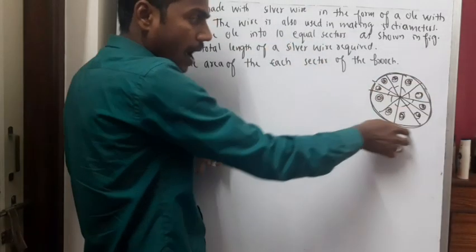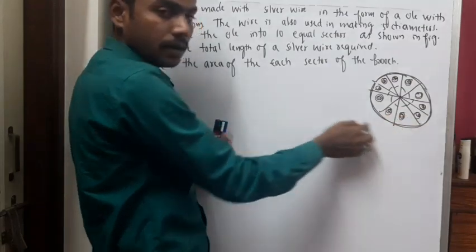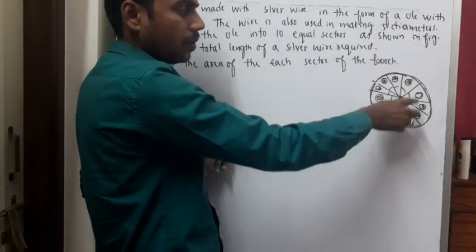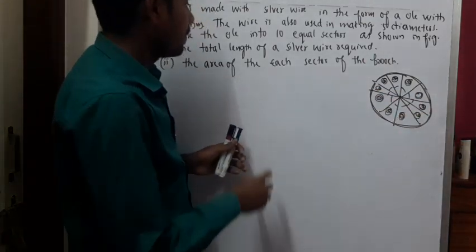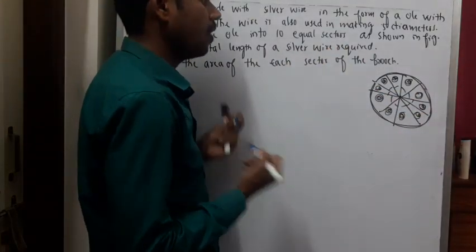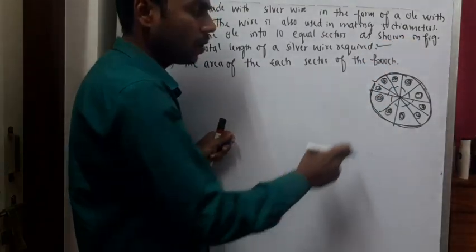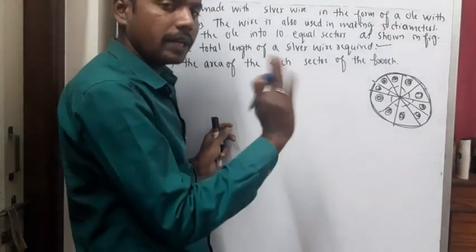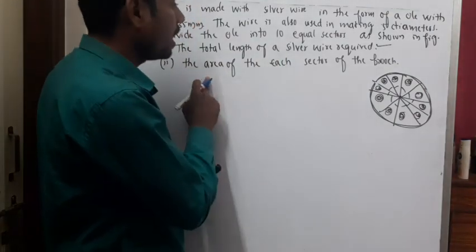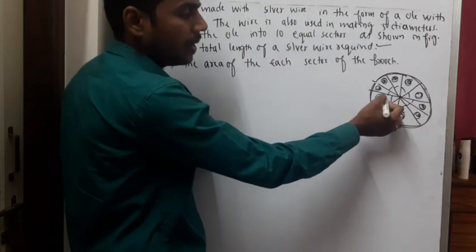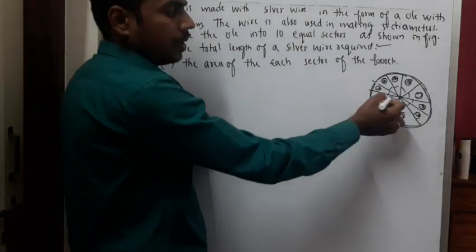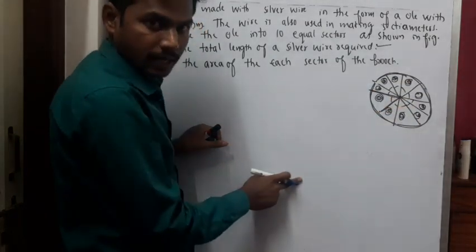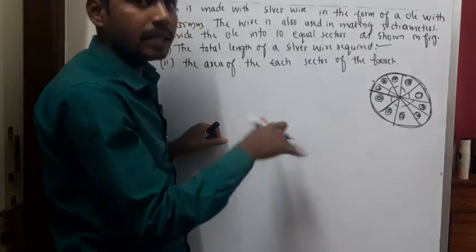So we have used wire to form the circle, this outer periphery, and to draw 5 diameters. We need to find the length of wire required. The length of wire required will be equal to the circumference of the circle plus 5 times the diameter. Then you will get the total length of the wire required. Then the area of each sector will be equal to what? So this is one sector. Suppose 10 sectors are there. What will be the central angle? That we will calculate later.